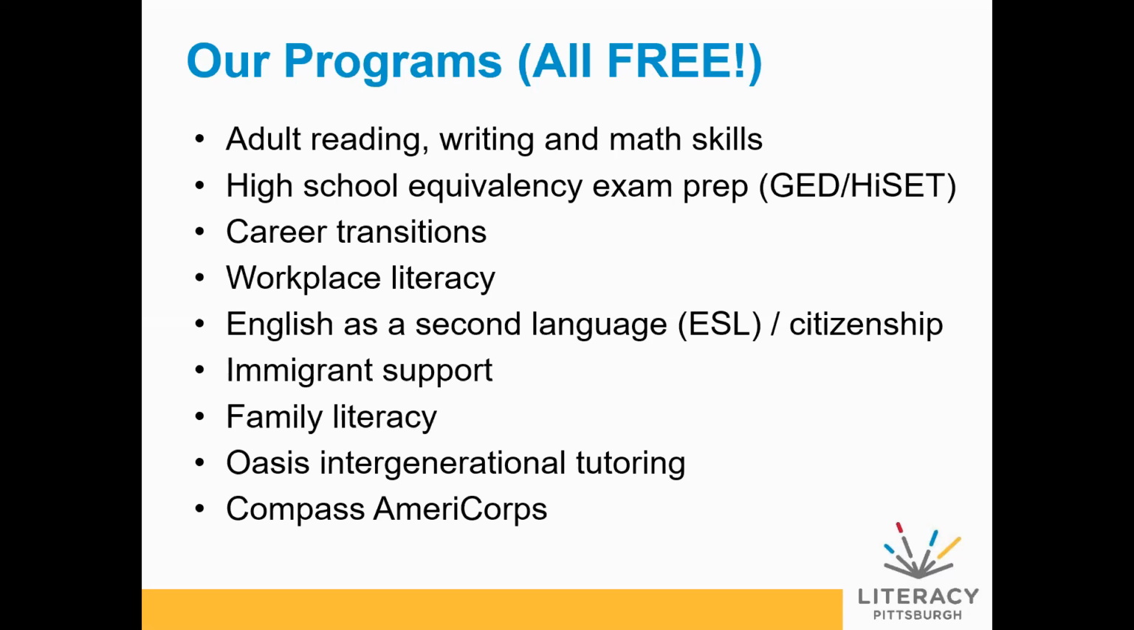We offer immigrant support services like heating assistance, childcare, and referrals to any kind of social services that our students may need. We have a family literacy program for both parents and children, which includes adult literacy, early childhood education, parenting skills, and intergenerational literacy activities. We have OASIS intergenerational tutoring, which is offered in 6 local school districts for children in K through 4th grade, who are paired with volunteers age 50 or older for one-on-one tutoring throughout the school year. We have Compass AmeriCorps, which places and trains individuals for 1 year of service to provide full-time social services support and English language instruction at Literacy Pittsburgh and partnering organizations.